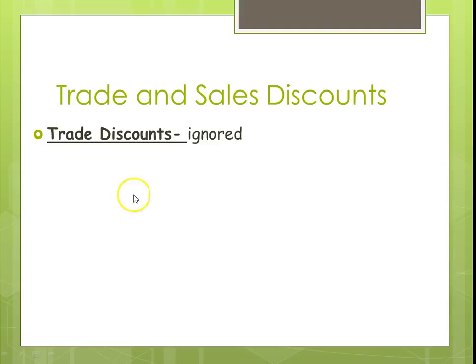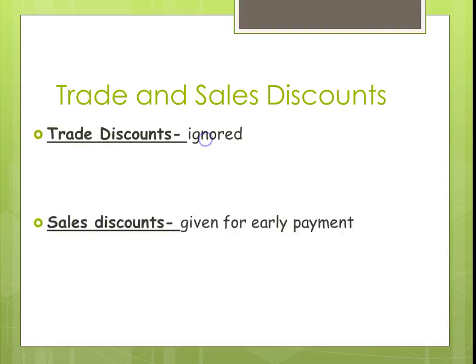Now, we talk about discounts. One of the things we talk about is a trade discount. When we talk about a trade discount, what we're talking about here is if you look in a catalog and they say it's $100 if you buy one, but it's $20 if you buy 10. We ignore that. We just book what we paid for them.